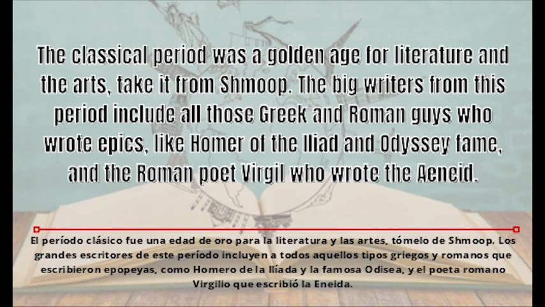The classical period was a golden age for literature and the arts. The big writers from this period include all those Greek and Roman guys who wrote epics, like Homer of the Iliad and the Odyssey fame, and the Roman poet Virgil who wrote the Aeneid.